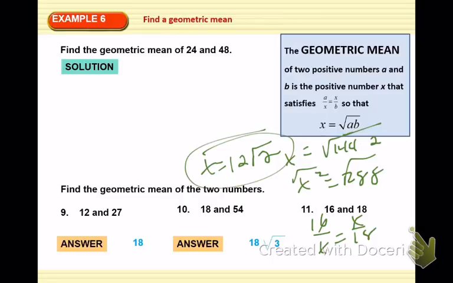If you're not getting those, make sure you find me, and we'll discuss why and remember how to reduce radicals.